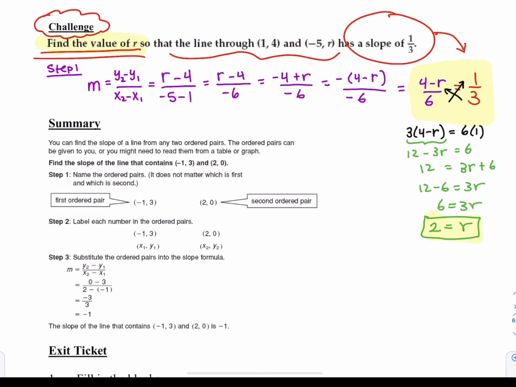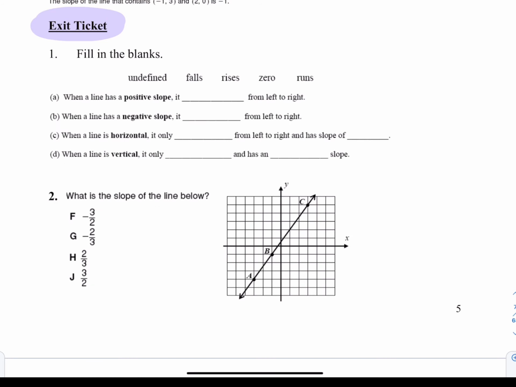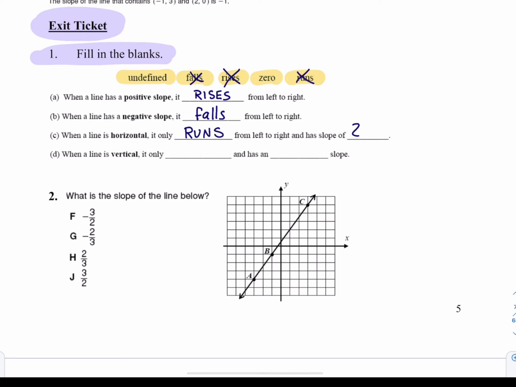Quick exit ticket. So when we fill in the blanks here, we have these words to work with. When a line has a positive slope, it rises from left to right. It falls if it has a negative slope from left to right. A horizontal line only runs, has a slope of 0. And a vertical line is rise only. And an undefined slope, or no slope, is what we have.